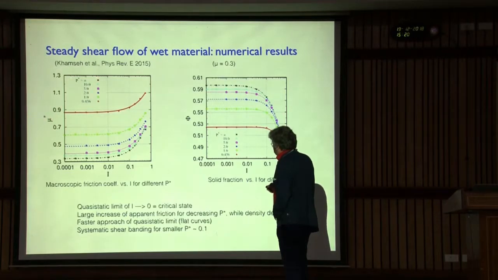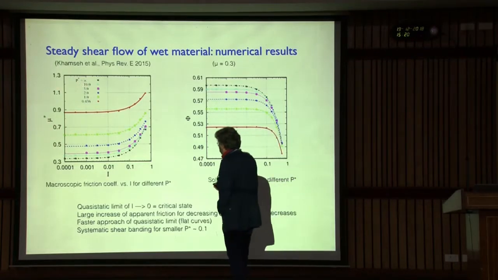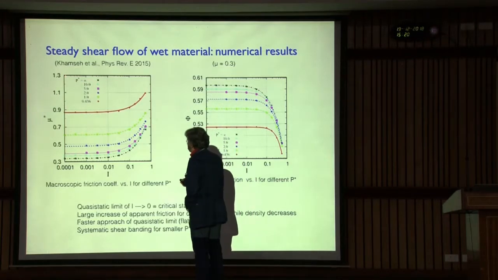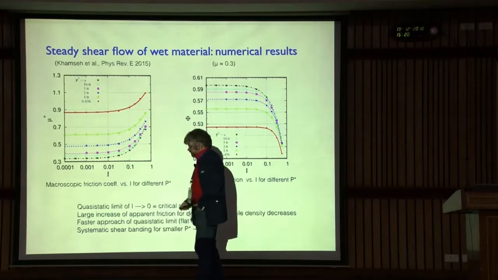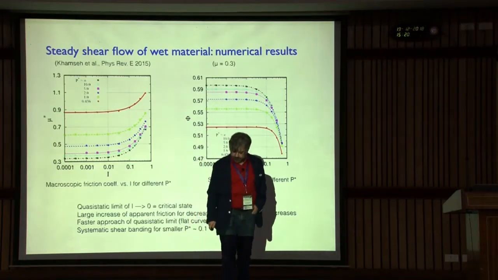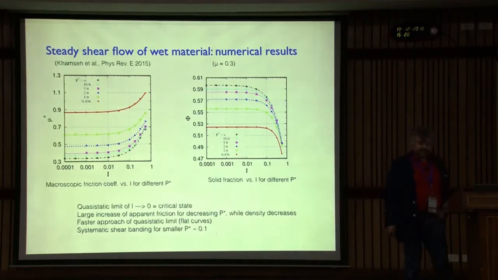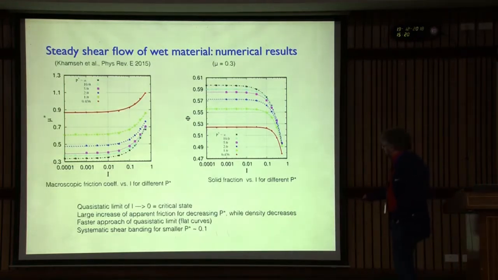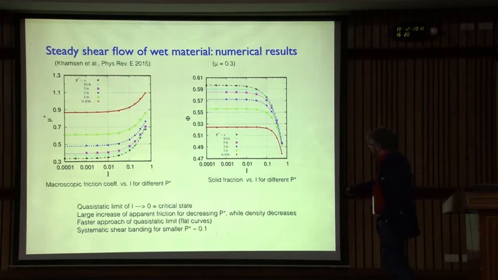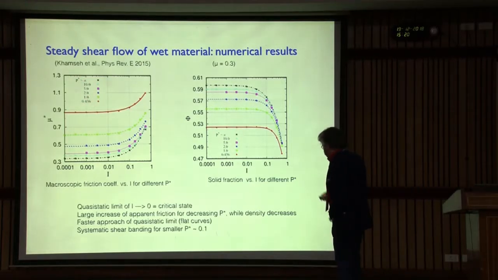These are the results here versus inertial number of mu star for different values of p star. So p star infinite is just dry grains. And the lower p star, the more relatively important the capillary forces are relative to the confining forces. So we see that the internal friction coefficient increases almost by a factor of 3 in that range of p star here, down to 0.444.